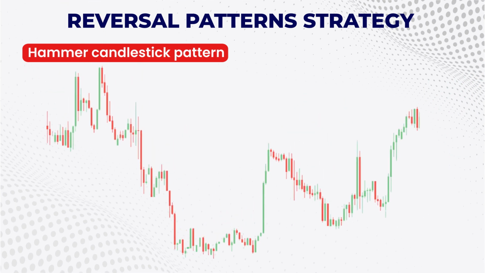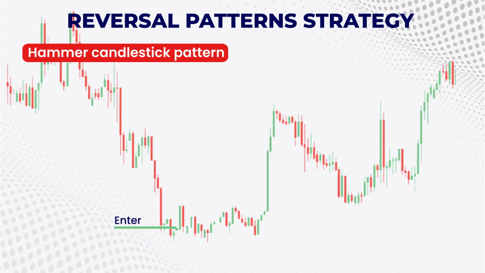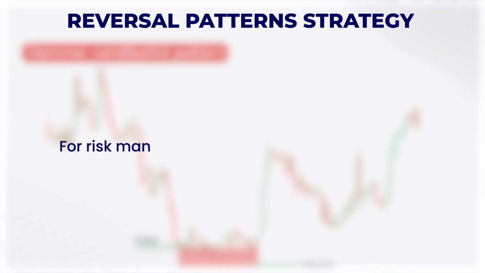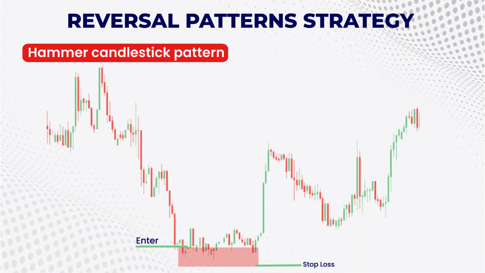Now let's apply the two-lot strategy to this setup. We enter the trade right after the hammer confirmation. A stop loss of 20 pips is placed below the hammer's low, protecting against false breakouts. For risk management, we split the trade into 2 lots. The first lot takes profit at 40 pips, securing quick gains.